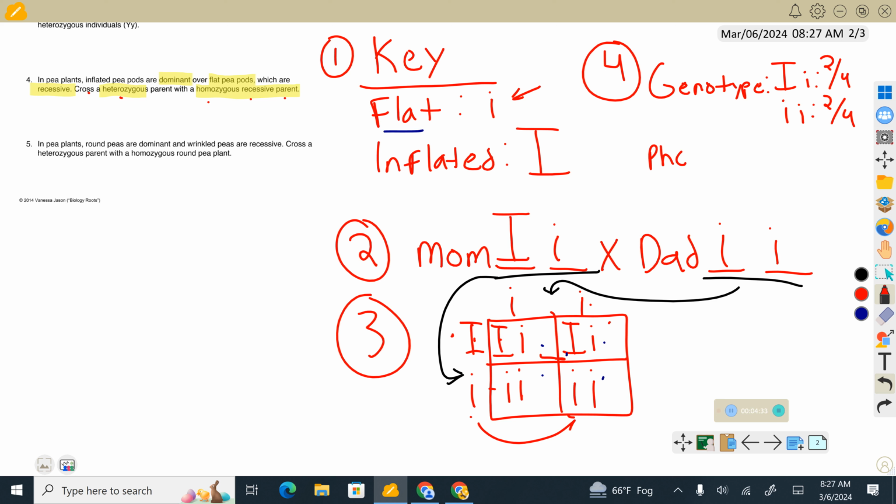And then your phenotype ratio is how do they look. So your phenotype, physical characteristics. So your phenotype is going to be flat and inflated. And the same thing, these 2 down here are flat, so 2 out of 4. And then you're going to have 2 out of 4 inflated. Follow this with all of these problems, work your way through it.